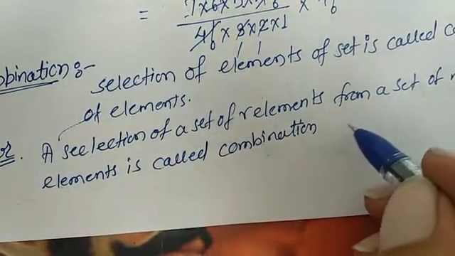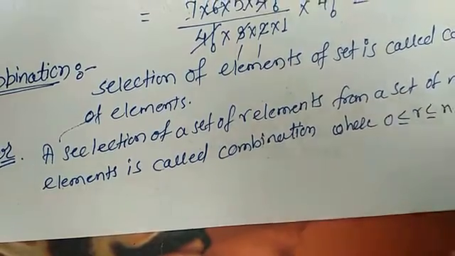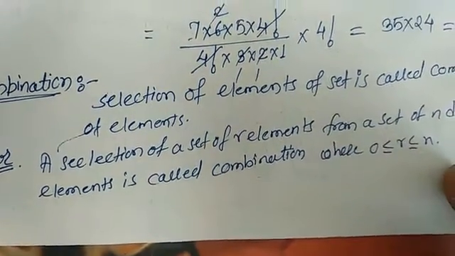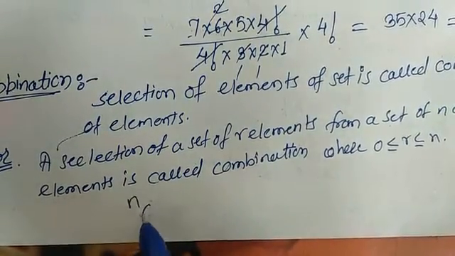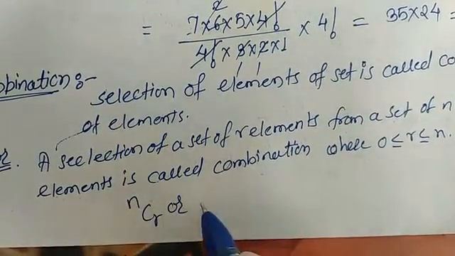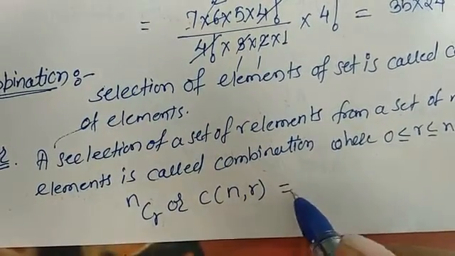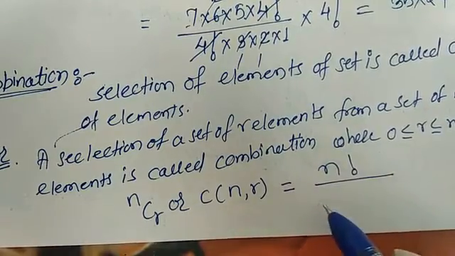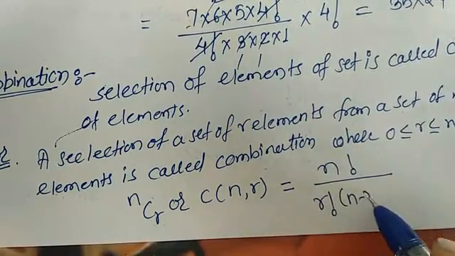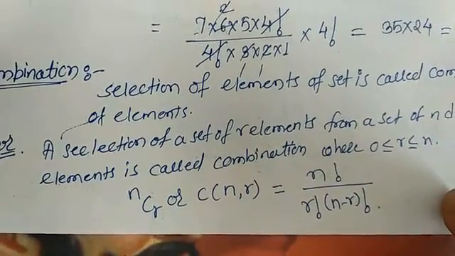Here the condition on r is 0 less than or equal to r less than or equal to n, and it is denoted as nCr or C(n, r), which is equal to n factorial upon r factorial into (n minus r) factorial. This is the formula for combinations.